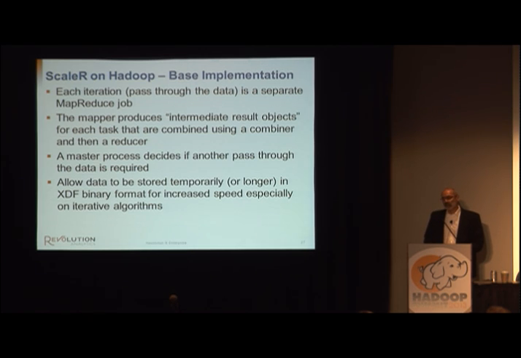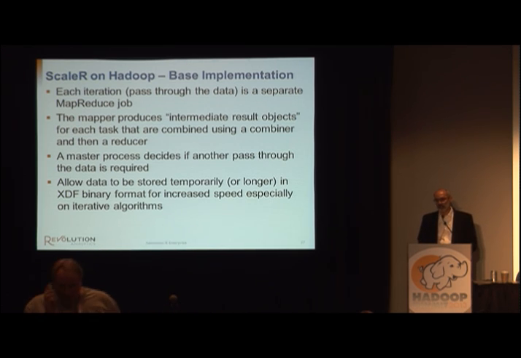So, to give you a little idea of how we're porting our engine to Hadoop, the base implementation of our port will process each iteration of our iterative algorithms, such as logistic regression, by using a separate MapReduce job. So the mappers will produce so-called intermediate result objects that are then combined by the combiner and the reducer. And then a master process, after that job completes, will decide if another pass through the data is required.